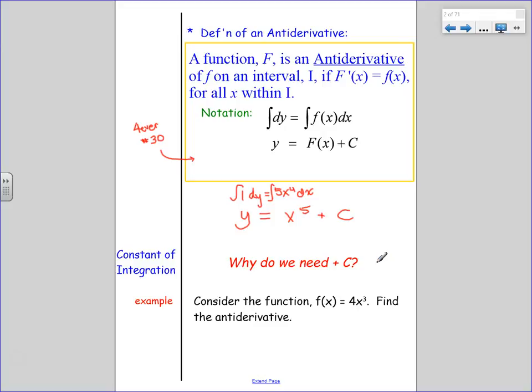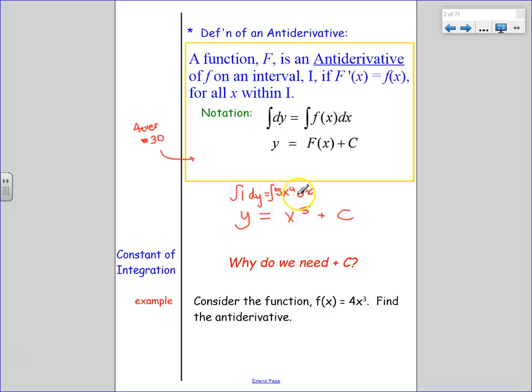If you took the derivative of any constant, it's 0. Couldn't the original function of 5x to the fourth be x to the fifth plus 10? Sure. What would the derivative be? 5x to the fourth. How about x to the fifth minus 1? The derivative would be 5x to the fourth. How about x to the fifth plus 5,282,376? The derivative is the same.